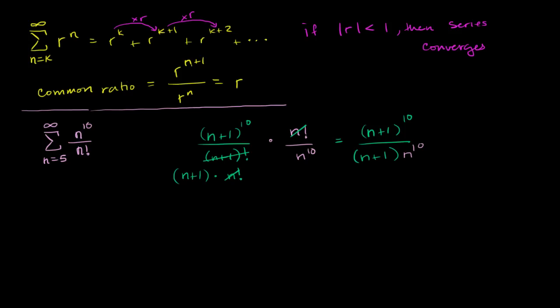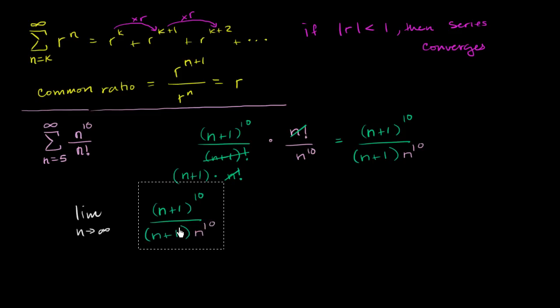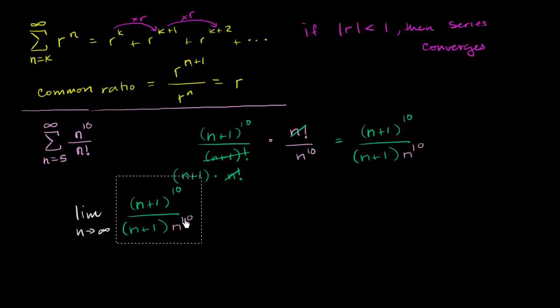So let's do that. Let's take the limit as n approaches infinity of this thing. Remember what we're doing here. This isn't just some voodoo. Conceptually, so let me copy and paste this. Conceptually, we're just trying to think about, well, what does the common ratio approach? What is the ratio between consecutive terms, the n plus 1th term and the nth term, as n gets really, really large?